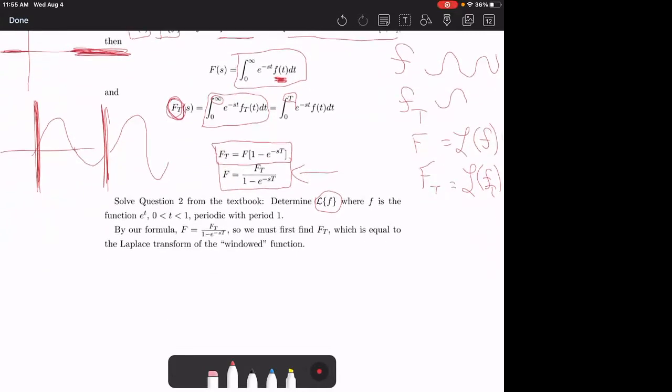Let's look at what this looks like. e to the t is an exponential function, kind of goes up and up and up, but we're going to stop at t equals 1. And we're saying that f is actually periodic with period 1, so it just keeps repeating this over and over. And this is what our function looks like.